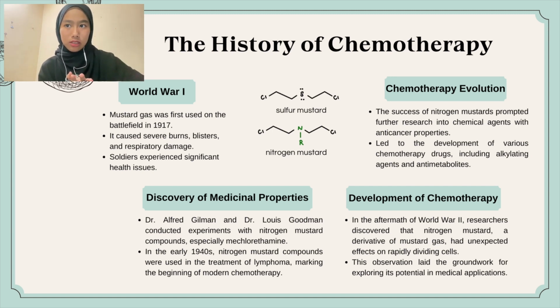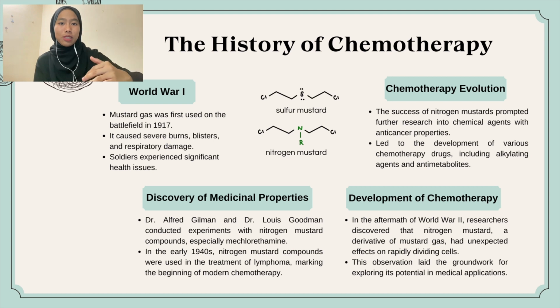So in the early 1940s, nitrogen mustard compounds were used in the treatment of lymphoma, marking the beginning of modern chemotherapy. And the success of the nitrogen mustard experiment led to the development of various chemotherapy drugs, including alkylating agents and antimetabolites. So in summary, substitution reactions play a crucial role in the evolution of mustard gas into chemotherapy. The success of substitution reactions from weapon of war to valuable medical tool marked a significant turning point in the application of chemical knowledge for beneficial medical purposes.